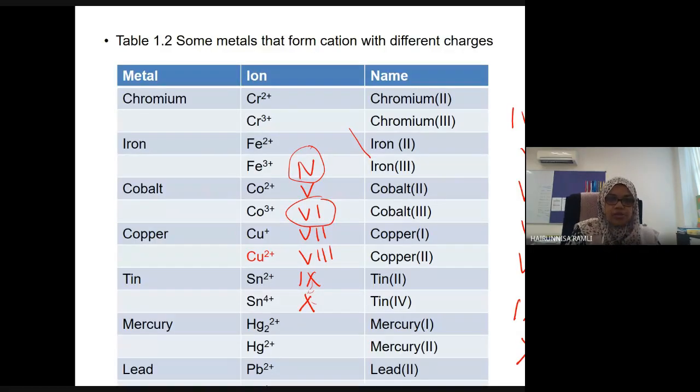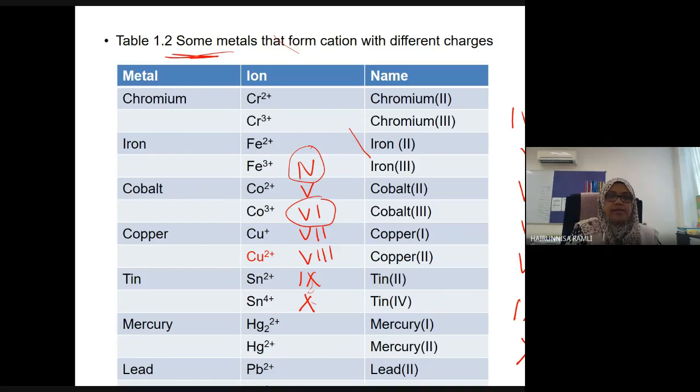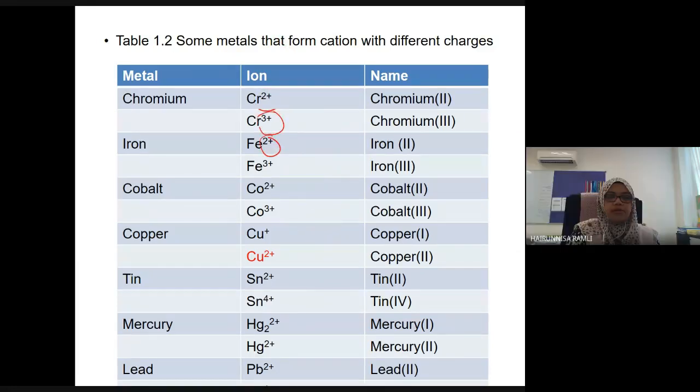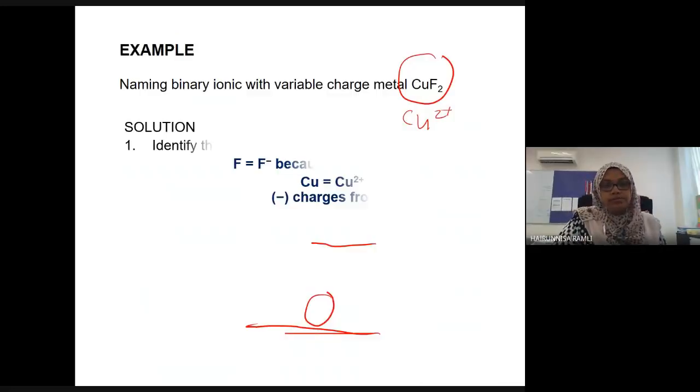Ada banyak lagi. Ni contoh saja. Some metals eh. This is some metals. Okay. So the Roman numeric ni is according to the charge. Positive 2, positive 3, 2 is following this one. Okay, boleh eh? Faham eh? Okay, thank you.